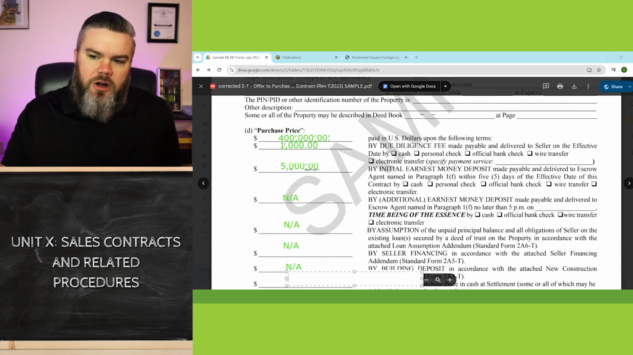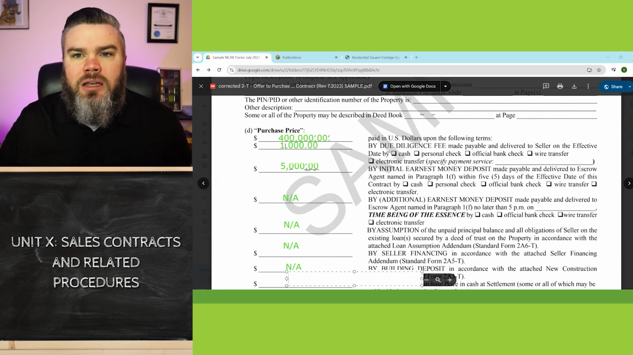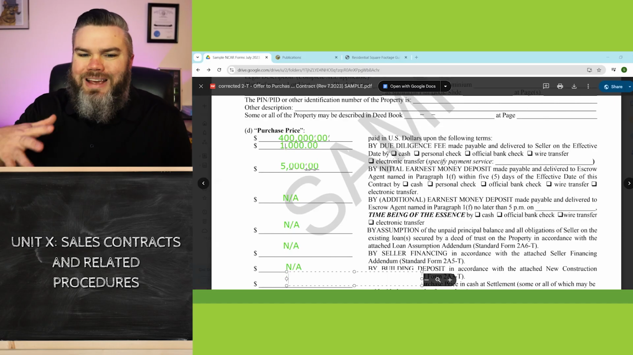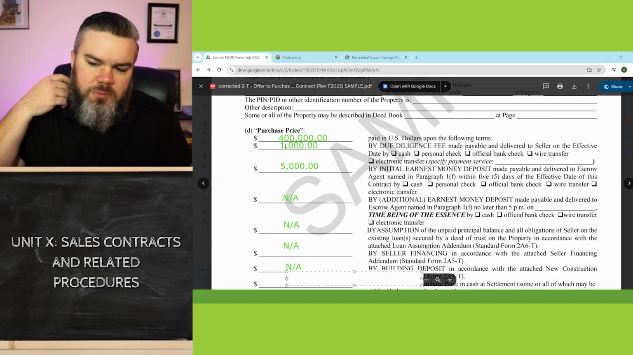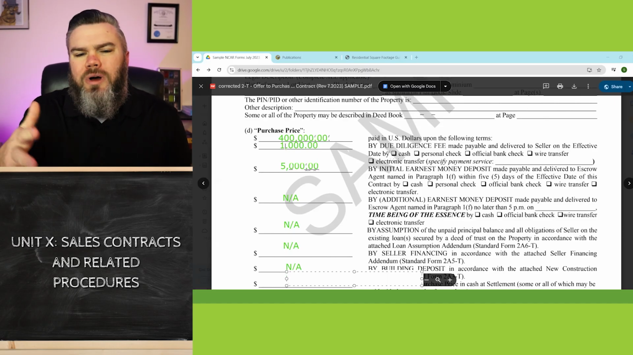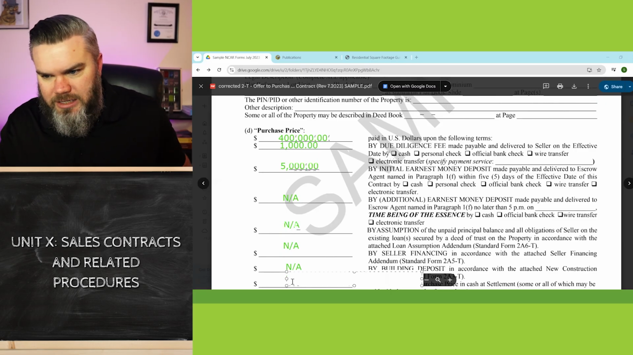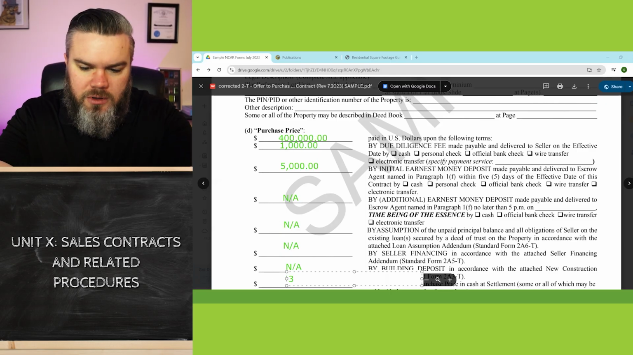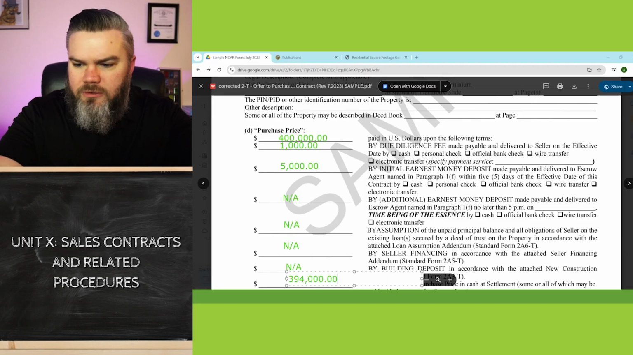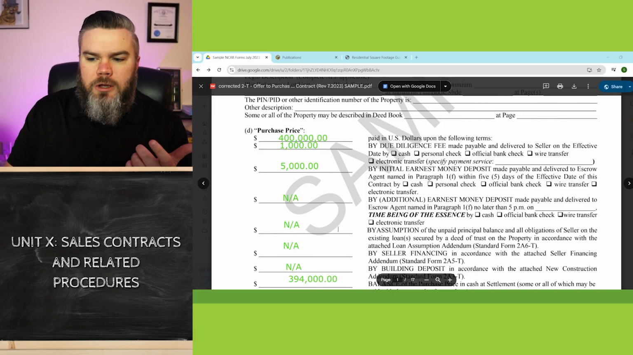In other words, if we've already got $6,000 tied in that we're putting down between due diligence and earnest money, what's the balance? What else is left to pay? That would be your $394,000, because you've already got $6,000. And so that's how we fill this out. Now, do you need to know how to fill this out? No, I'm just showing you.